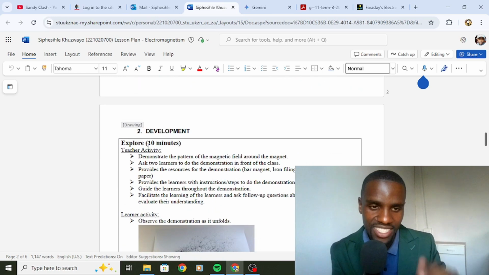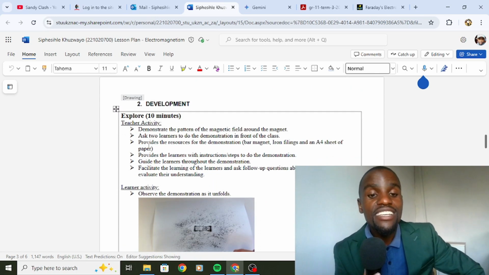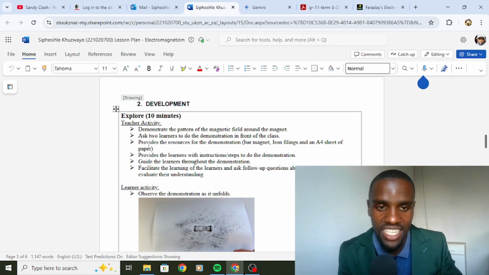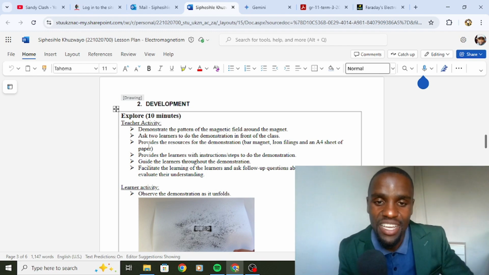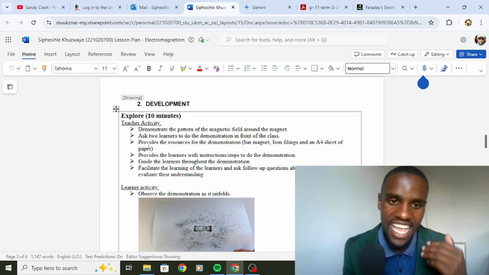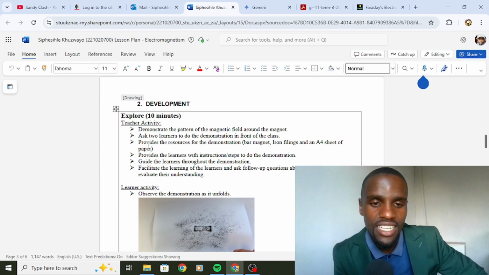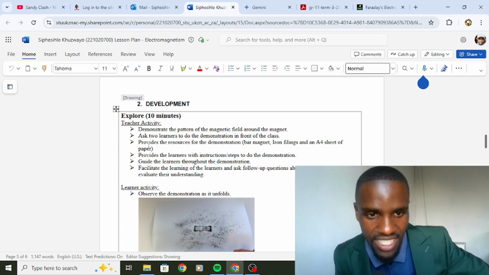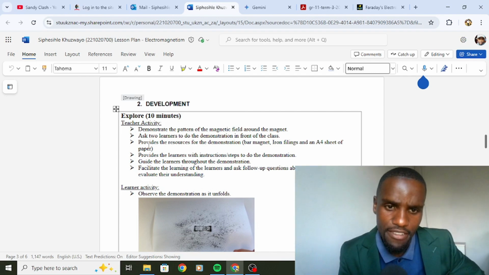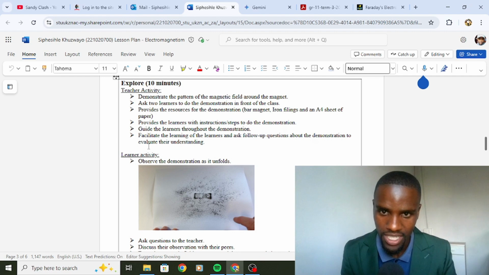In the development stage, I started with explore. Now I'm trying to give learners an idea of what we are talking about. I'm trying to demonstrate it now. I'm trying to capture their curiosity. I demonstrated the pattern of the magnetic field around the magnet. I asked two learners to do the demonstration in the front, so they had to volunteer. The teacher provided the learners with instructions to do the demonstration. I guided the learners, I facilitated their learning, and asked follow-up questions about the demonstration.